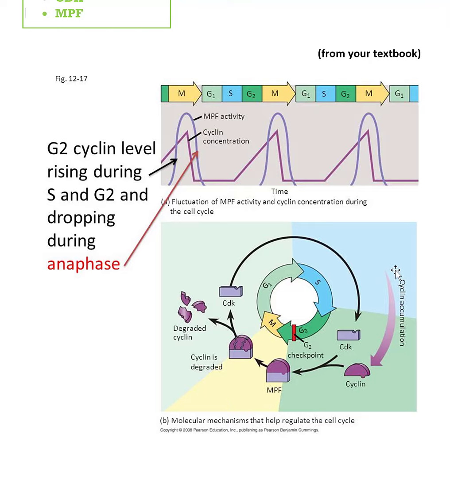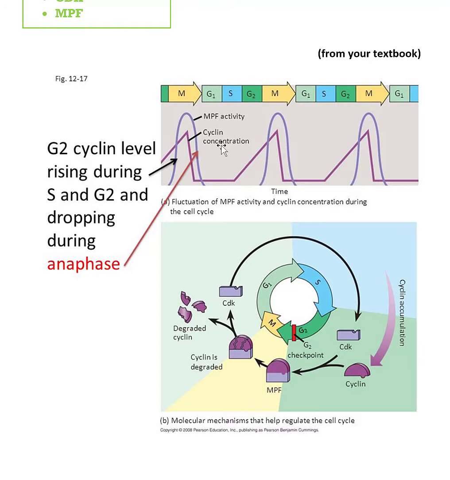So cyclin starts to be constructed during the S phase. And then in anaphase, cyclin is broken apart. And as cyclin is broken apart, the MPF complex is broken and doesn't function anymore because it's just the CDK, the cyclin-dependent kinase, which cannot function on its own. It is not turned on until it binds to cyclin.